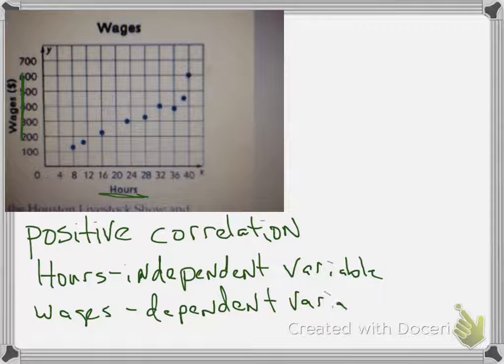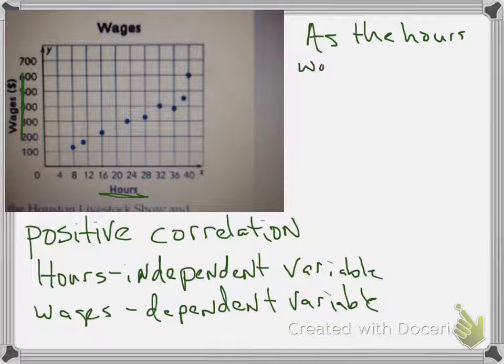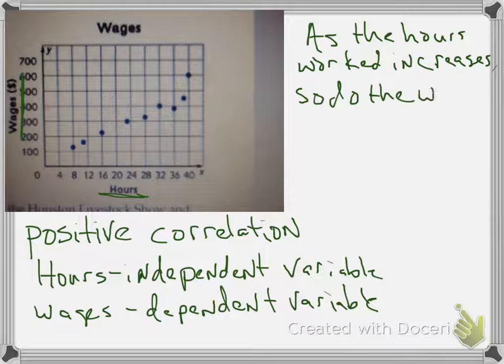Now, we might be looking for something along the lines of: as you work more hours, as the hours worked increases, so do the wages, or the wages increase. Okay, something along those lines. Or that the wages depend upon the number of hours you work.